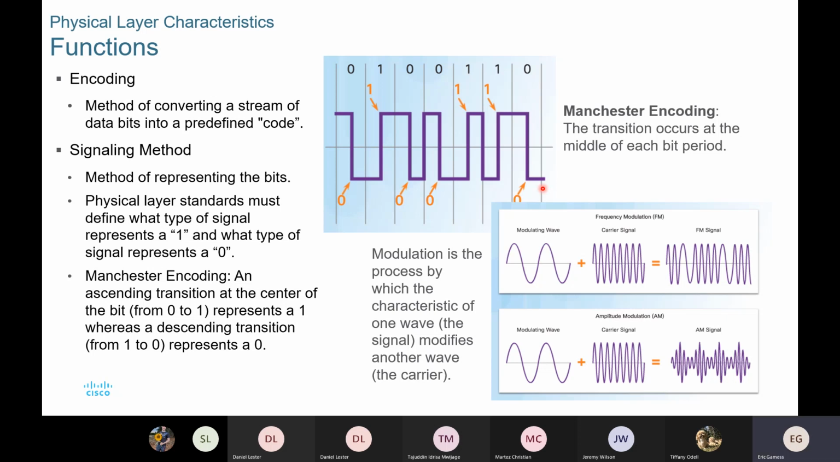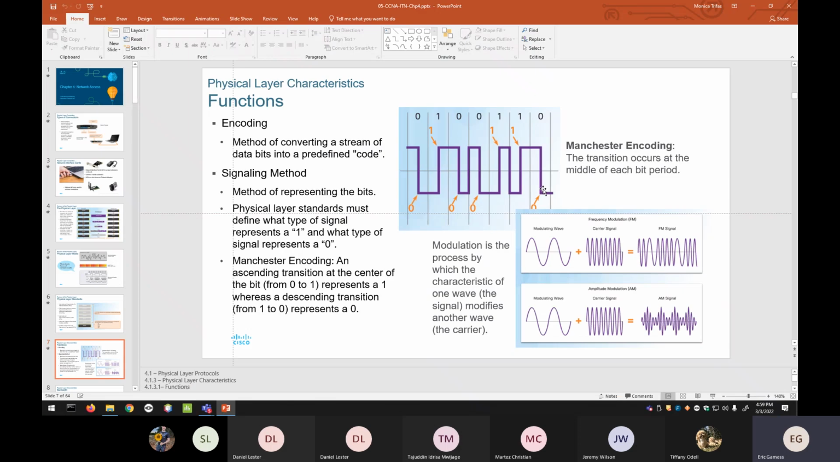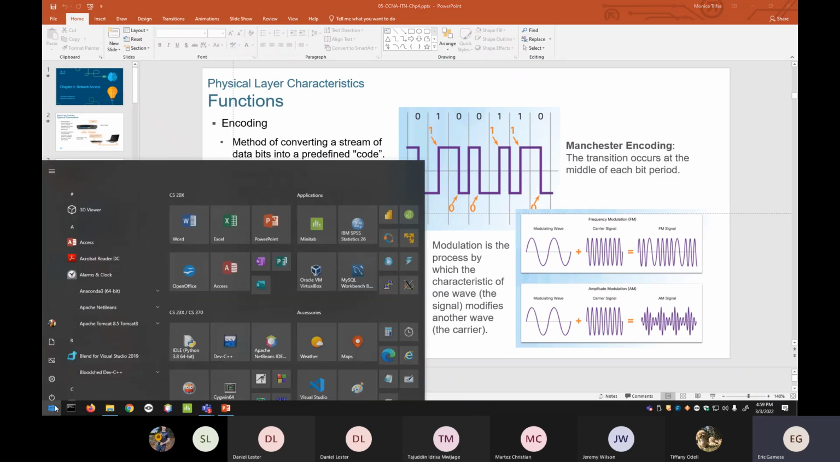Now, let me explain what amplitude modulation is. Let me use Paint to explain it.